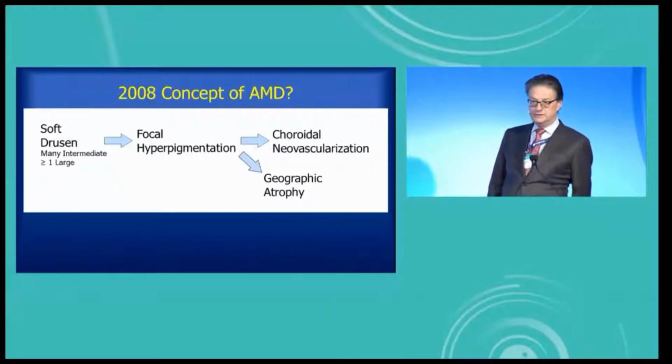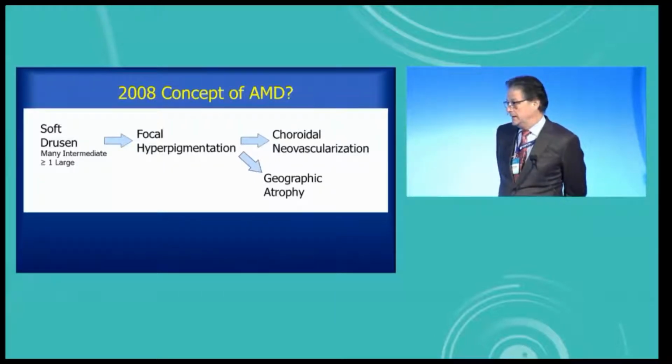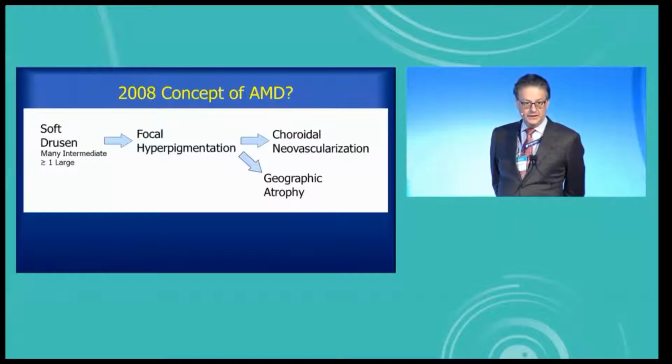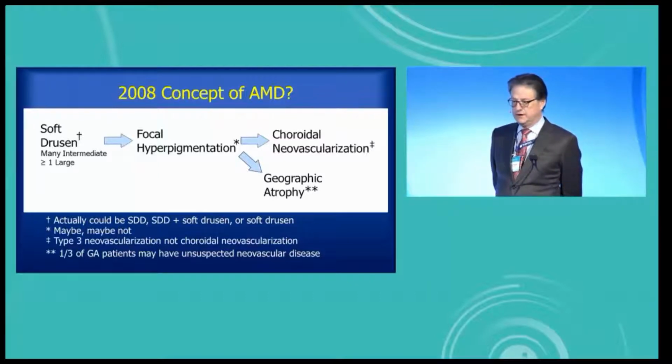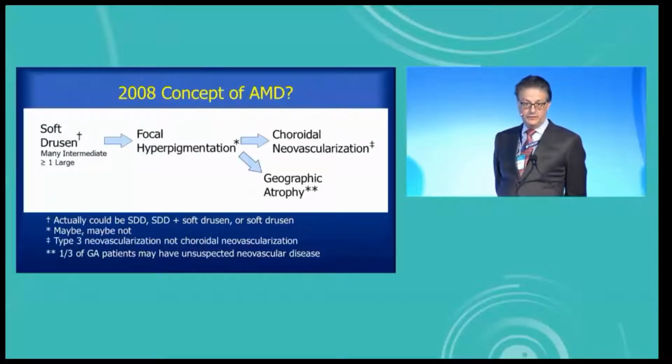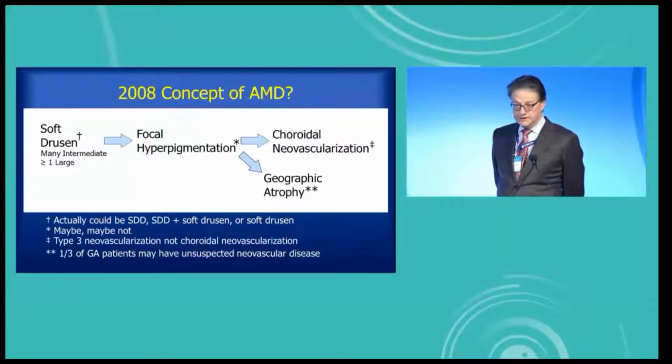So we can start with this 2008 idea, and we have to add a couple things to it, right? Because it's not exactly right. So if we're going to add all these extra things, it would look like this. You can start off with soft drusen, but you have to remember, at least in the AREDS study, that could mean that you had pseudo-drusen or pseudo-drusen plus soft drusen or soft drusen, and they could go to focal hyperpigmentation, but maybe not, right? I showed you that case with subretinal drusenoid deposits, the pseudo-drusen that didn't have focal hyperpigmentation, and they could go to choroidal neovascularization, but type 3 isn't choroidal neovascularization.